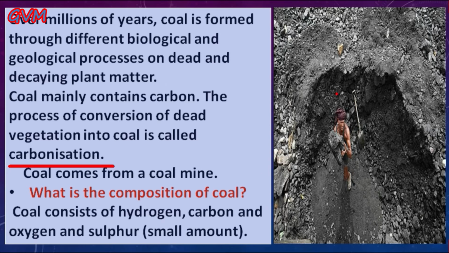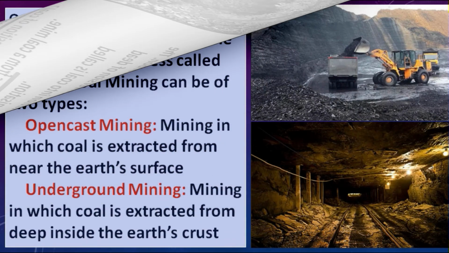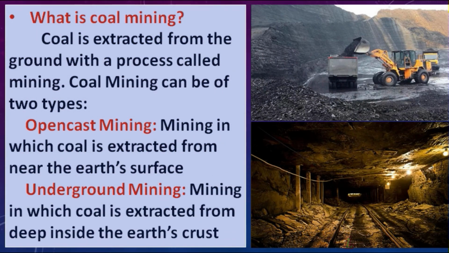And students, this coal basically comes from coal mines, as you can see here in this image. Now students, do you know what the composition of coal is? Students, coal basically consists of hydrogen, carbon and oxygen, and sulfur also, but in a small amount. Now students, as you can see here, there is a question: what is coal mining?